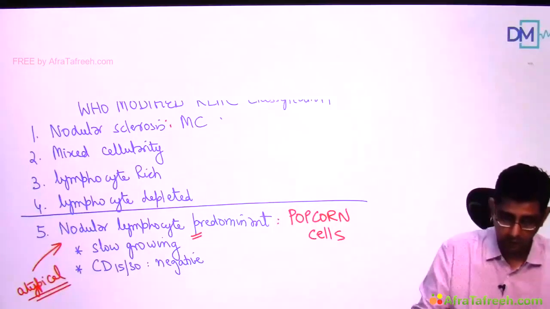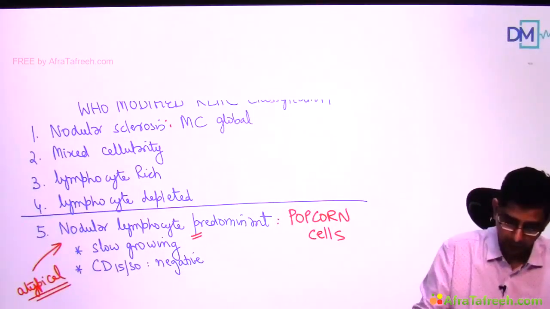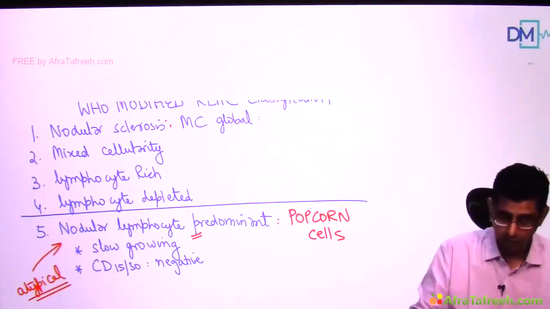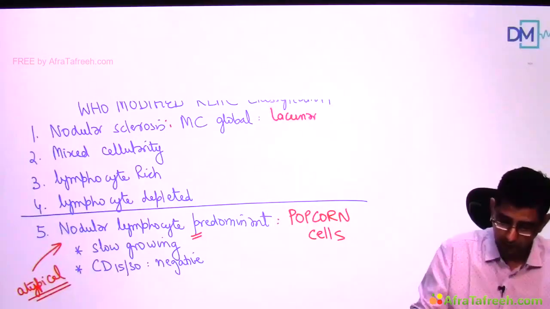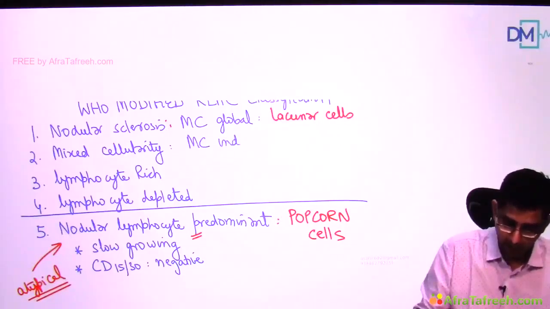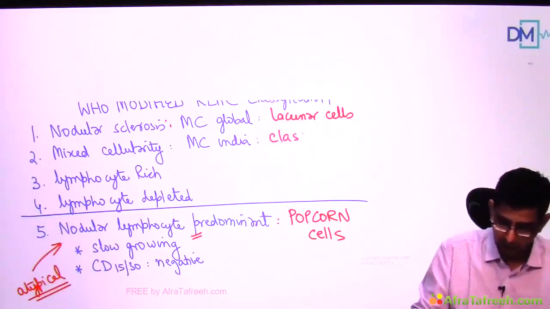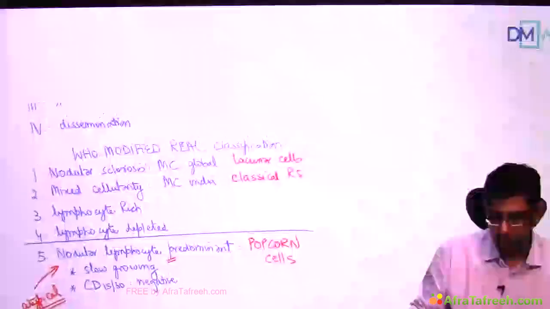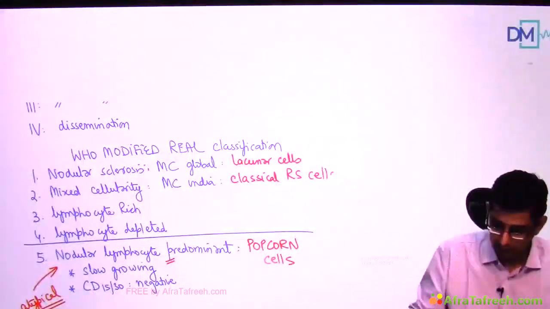This is the commonest variety, guys, the most common one. Nodular sclerosis is the most common one on a global basis. This will have particular cells which are referred to as lacunar cells, whereas the one that is commonest in India is the mixed cellularity variety. This is the one that has classical Reed-Sternberg cells. I repeat, classical Reed-Sternberg cells are encountered in the Indian variety.